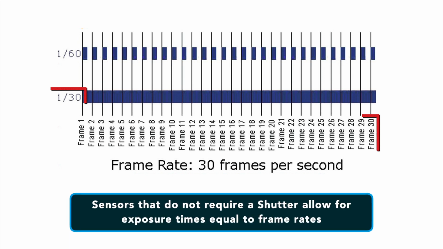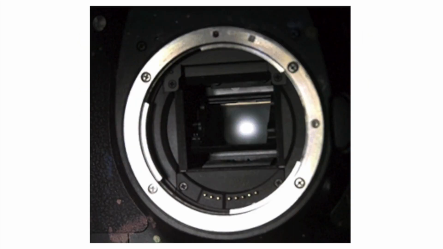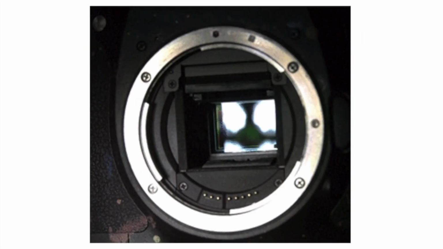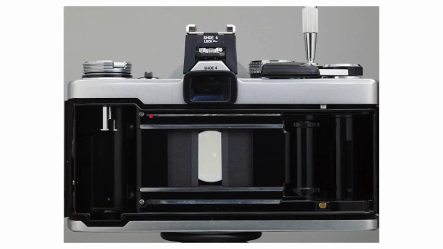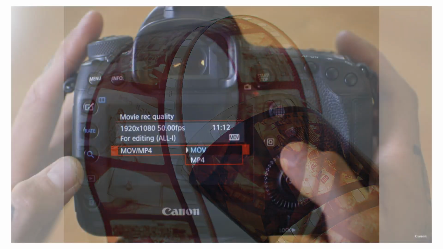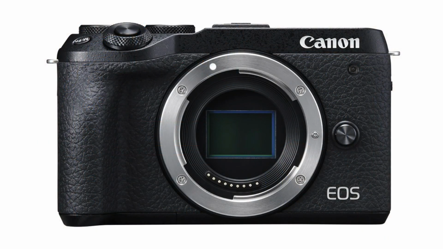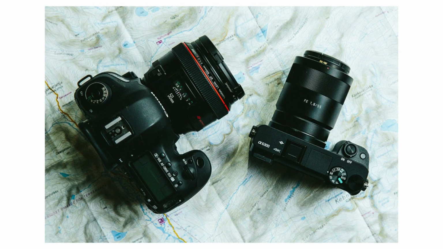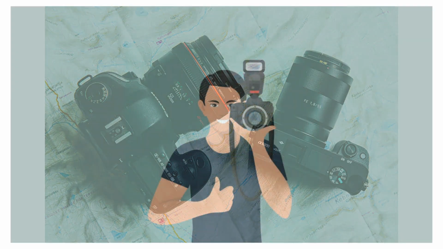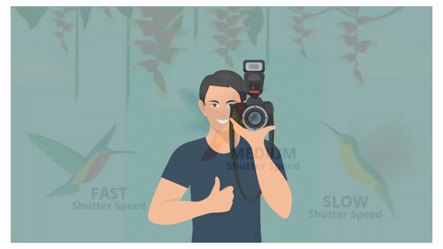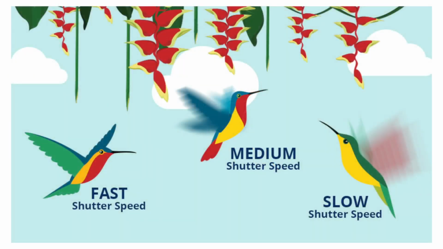Sensors that do not require a shutter allow for exposure times equal to frame rates, something that's not possible if the shutter must close and open in between frames to advance the film, like I mentioned earlier. While many DSLRs still have mechanical focal plane shutters to assist in exposing for photos, the shutter opens during video mode and an electronic shutter takes over. This is also true for mirrorless cameras. Since a consumer-level DSLR or mirrorless camera are primarily used as photo cameras, video mode on them still refers to the exposure time as the shutter speed, even though it's technically not correct.